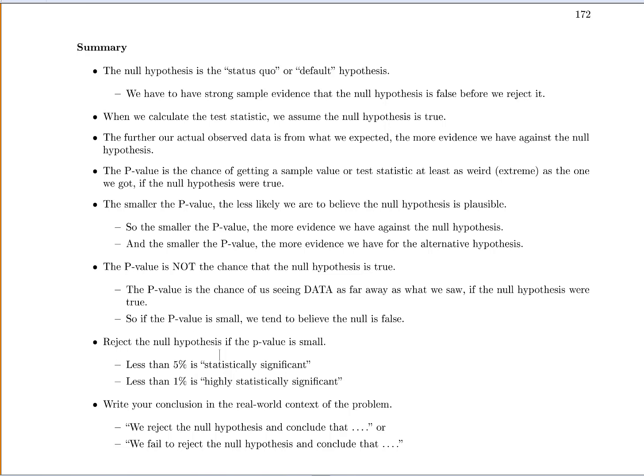So let's see, we will reject the null hypothesis if the p-value is small. If it is less than 5%, we will say it is statistically significant. If it's less than 1%, we might say that it is highly statistically significant. We'll just add that one word to emphasize that it's just a little bit smaller.